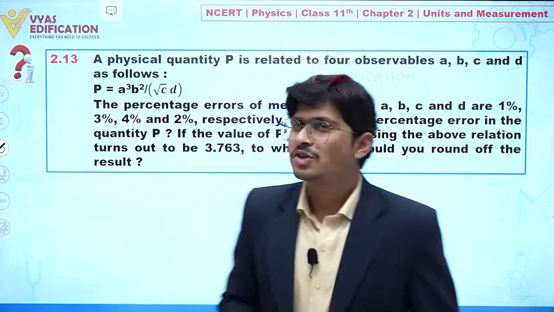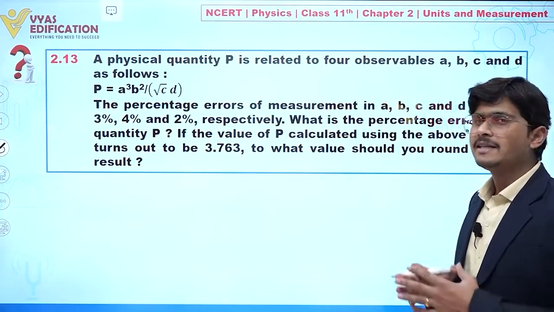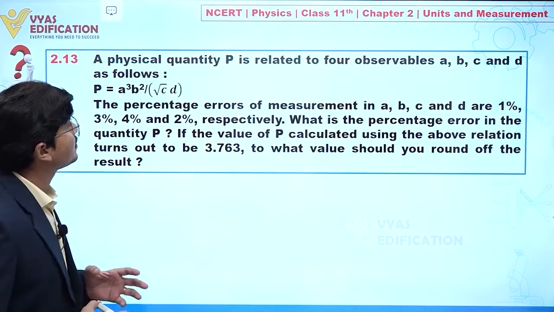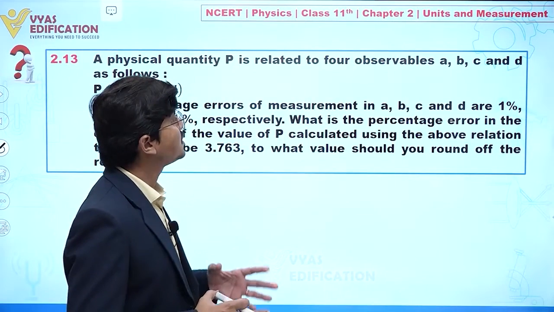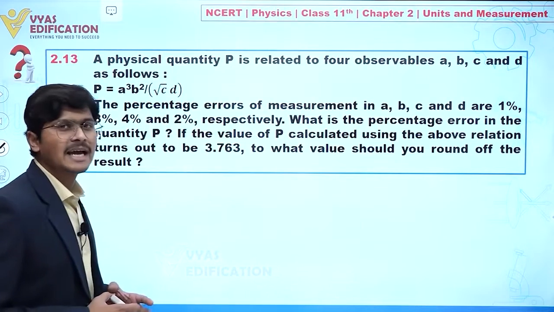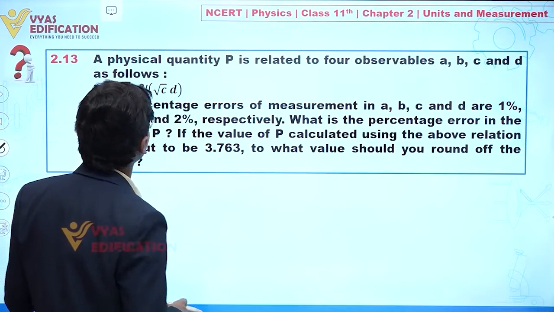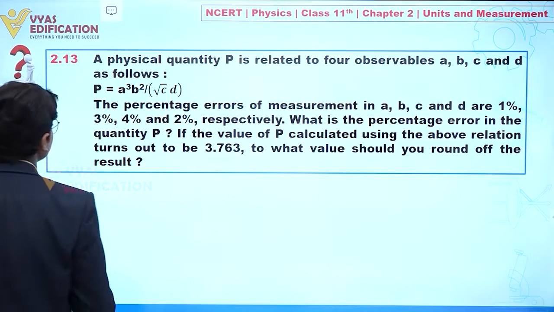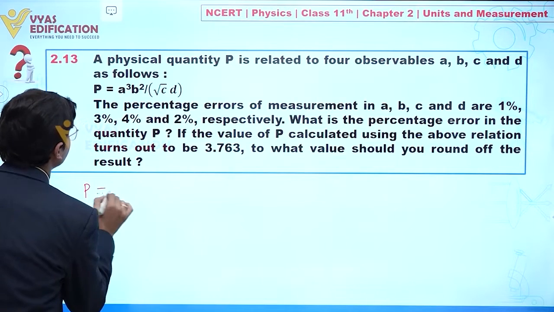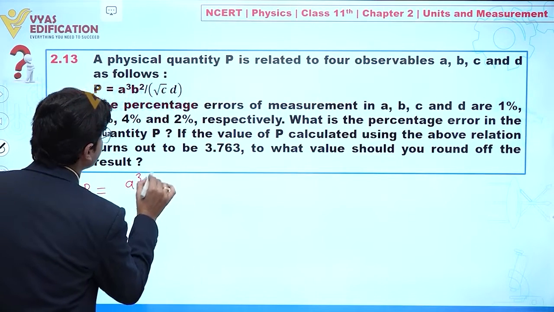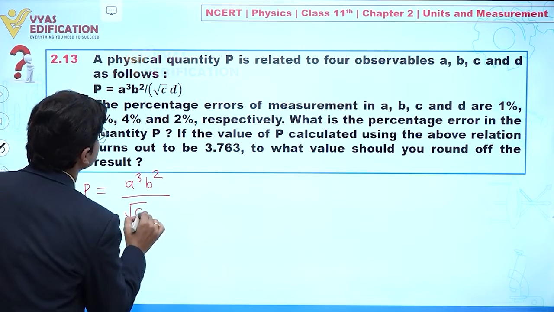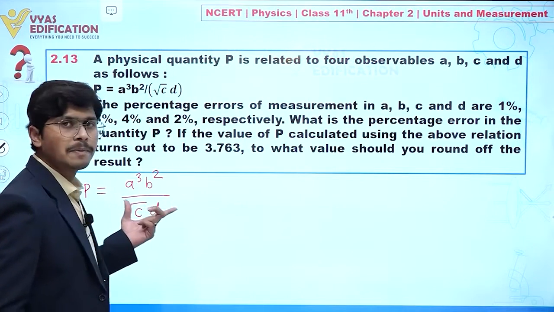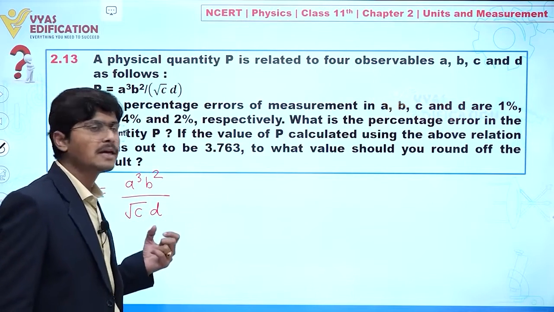We are going to discuss question number 2.13, and in this question it is given to you that a physical quantity P is related to 4 observables A, B, C and D as follows, clear. Value of P is given to you as A cube B square divided by under root of C D, clear. So first I am writing this expression: P is A cube B square divided by under root C and multiplied with D, clear.